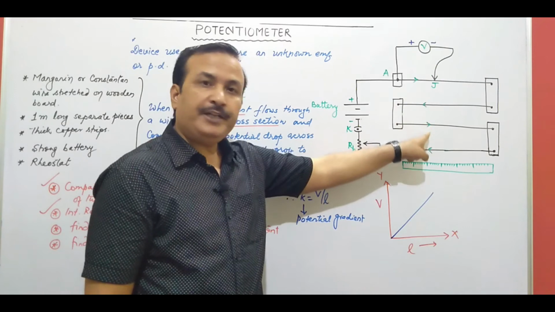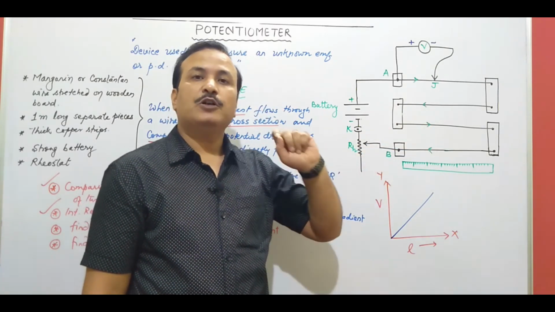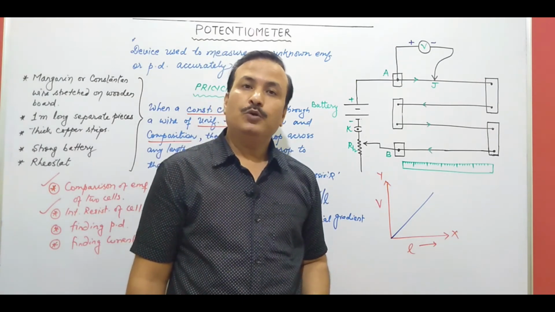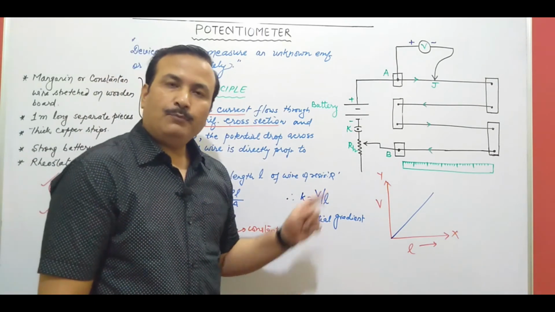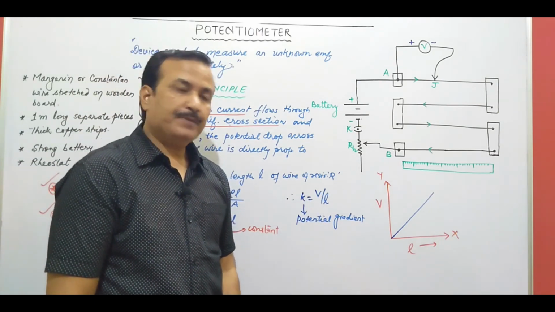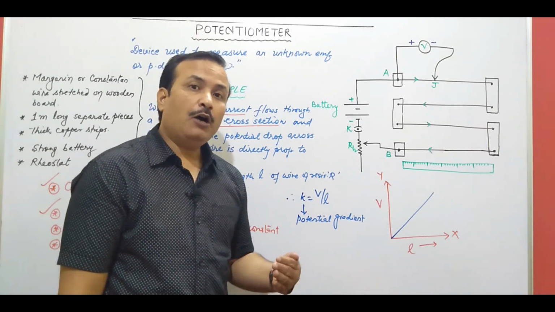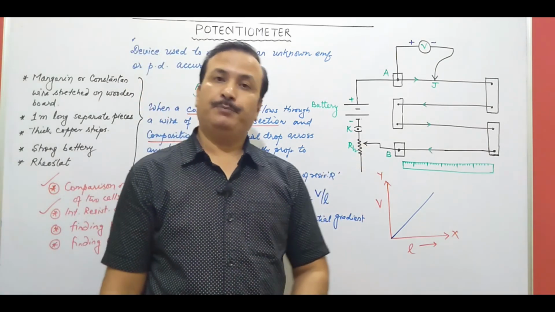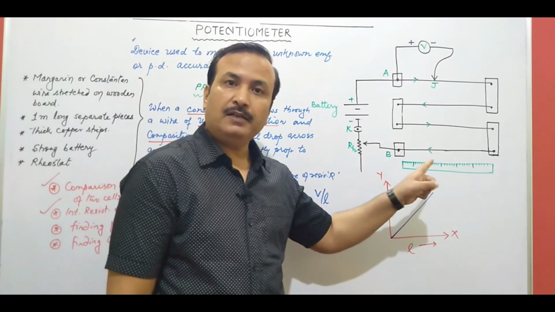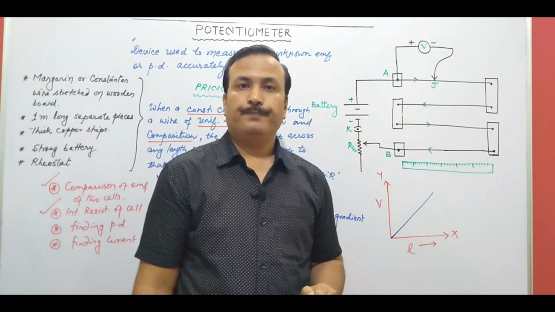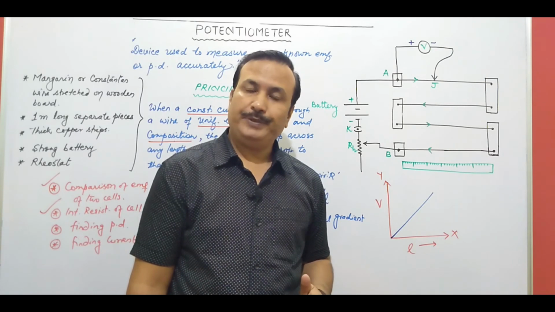Here we cannot use copper instead of manganese or constantan. Why? Because copper has low resistivity or small resistivity. One more thing which you need to remember is the sensitivity, as I am saying, is more here. So how can you increase the sensitivity of the potentiometer? By increasing the length of the wire, number one, and number two, by decreasing the current through the potentiometer.